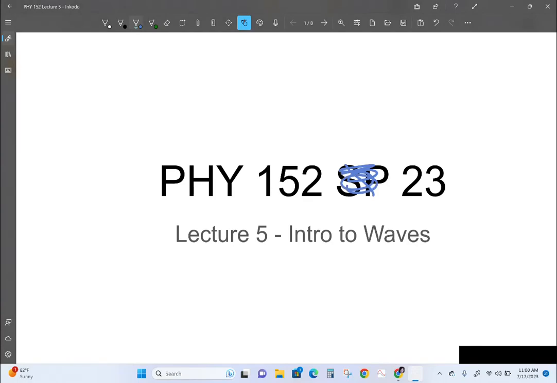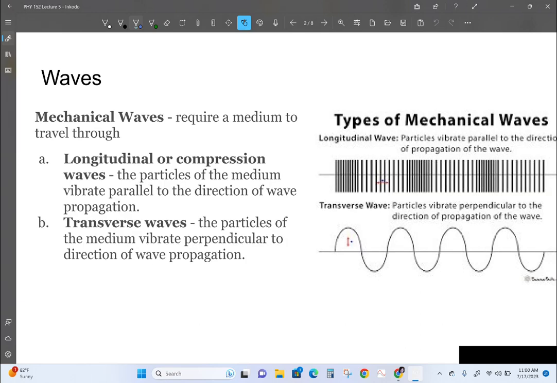Moving from talking about oscillatory motion into talking about waves. So a wave is basically a natural phenomenon that allows you to transfer energy from one place to another place. And there are different types of waves. So let's talk about those.